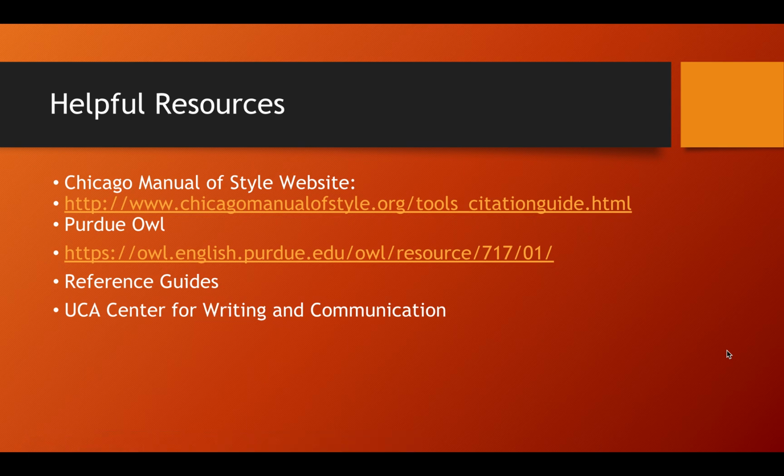So we have some helpful resources. We're about to look at Purdue OWL, but you can look at the Chicago Manual of Style website, Purdue OWL, which we're going to look at, reference guides, like I mentioned at the very beginning, and of course, you can come see us at the UCA Center for Writing and Communication.